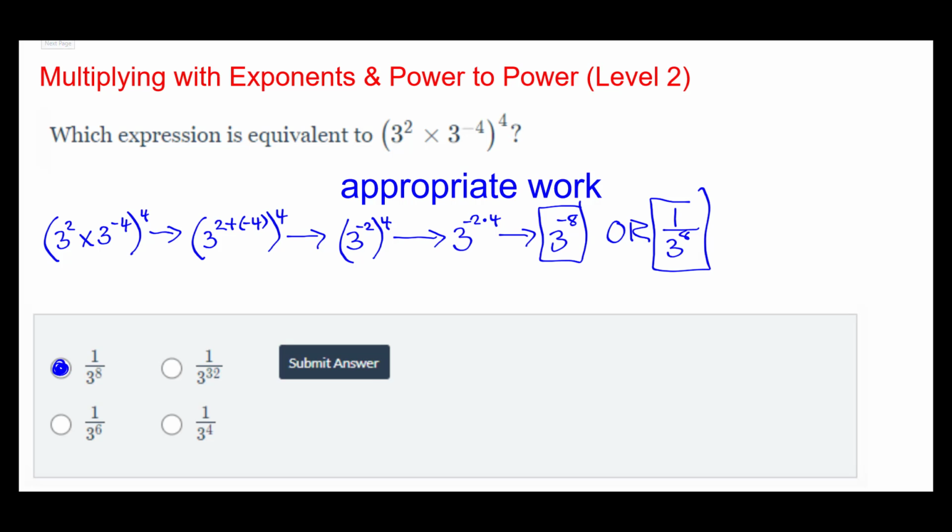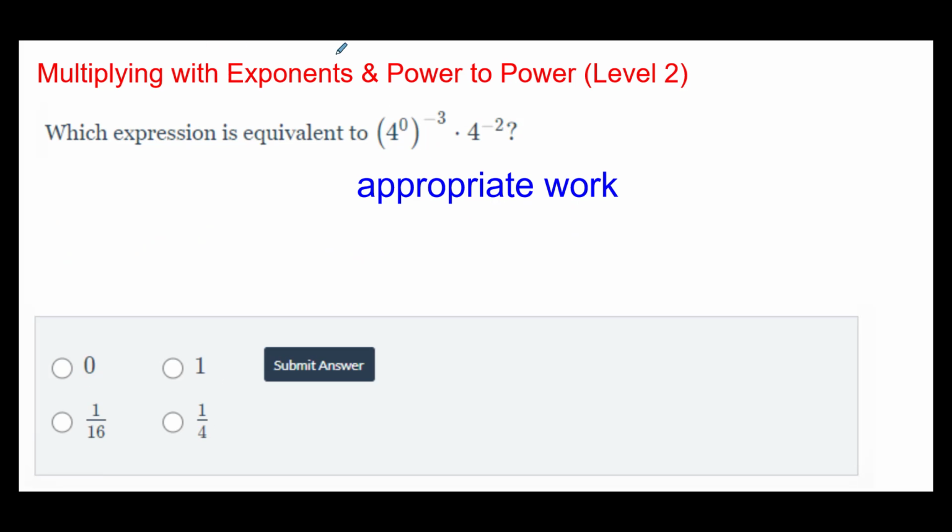All right, our second type of problem when we're dealing with multiplication of exponents in power to power looks like this. And the way that we work this one out is I'm just going to deal with power of a power.